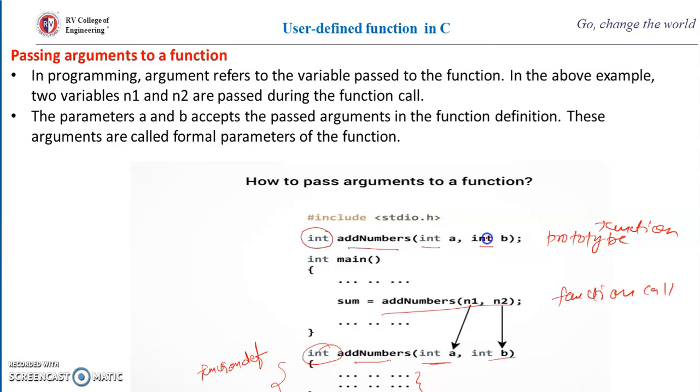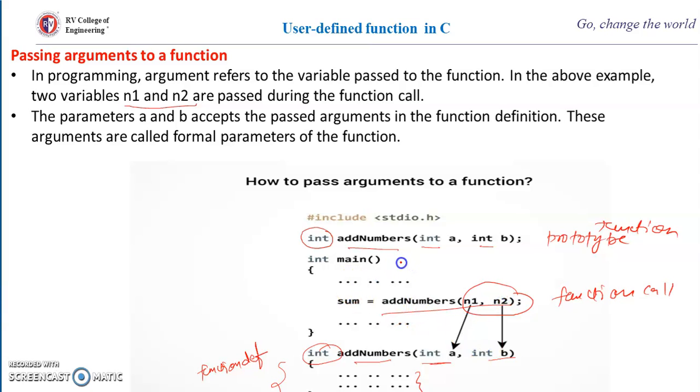In programming, an argument refers to the variable passed to the function, and in the above example there are two variables n1 and n2 that are passed during the function call. So see, these two arguments n1 and n2 are passed during the function call, and the parameters are a and b.